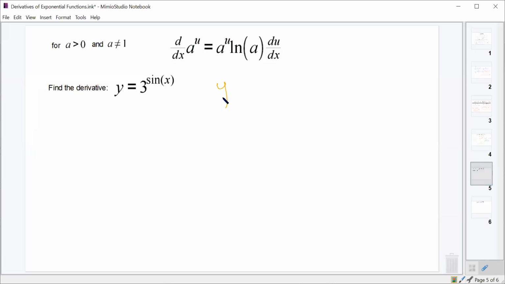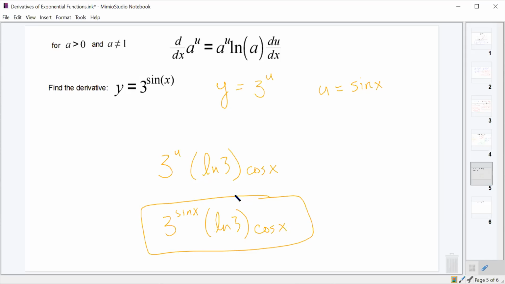So here, 3 to the sine x is y equals 3 to the u, with u equal to sine of x. Okay. And so the derivative ought to be the derivative of 3 to the u, which is 3 to the u times the natural log of 3 times the derivative of sine x, which is cosine x. And 3 to the u is 3 to the sine x. 3 to the sine x, natural log 3 cosine x. Good or no?